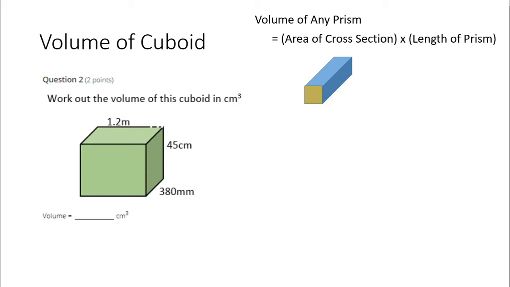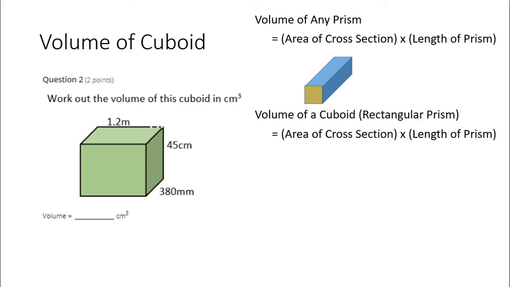Now this is a rectangular prism. So the area of the cross-section multiplied by the length of the prism is the same thing as just the area of a rectangle, which we know is length times width, multiplied by the length of the prism. Now I don't want you to get hung up on this is the length and this is the width. This is the length of the prism because it's the distance between the two cross-sectional faces.